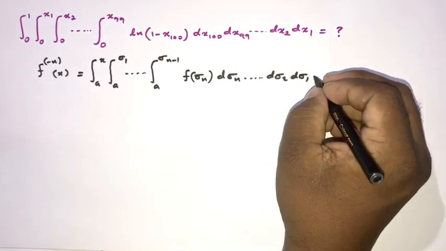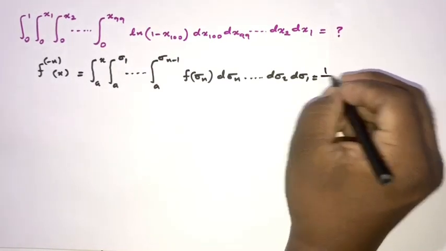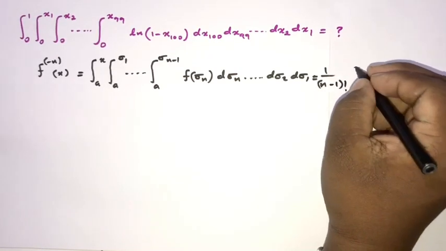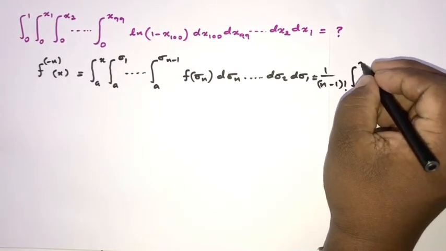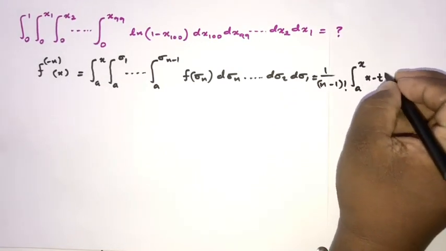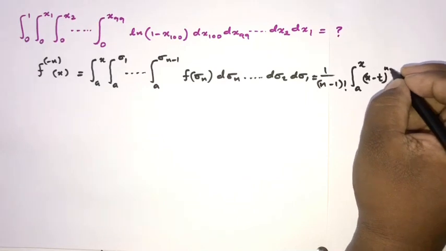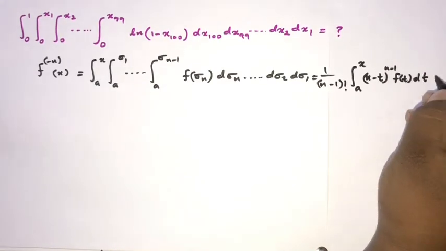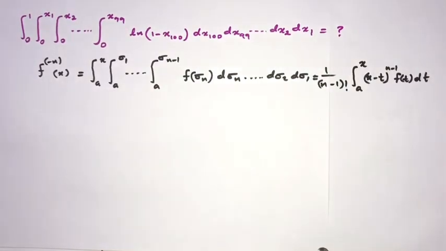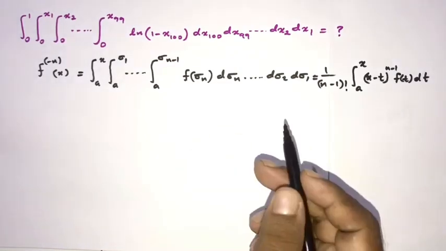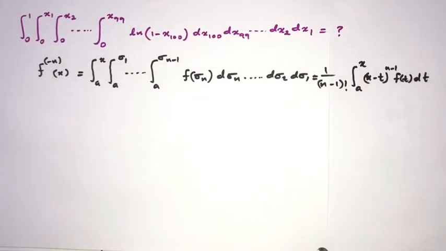So this is equal to 1 over n minus 1 factorial, integral from a to x, x minus t to the n minus 1, f of t dt. This is the Cauchy repeated integral formula. Generally, we use this formula in fractional calculus.